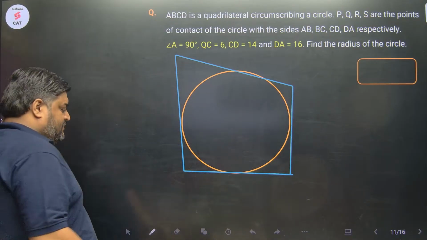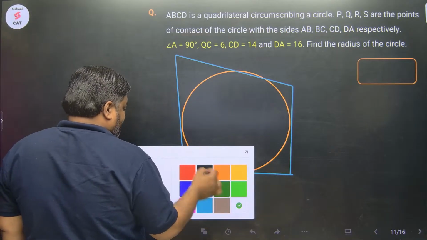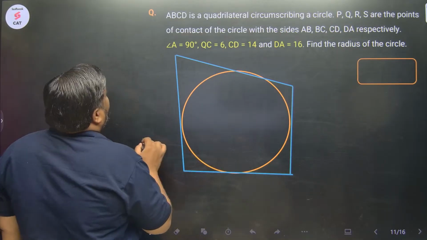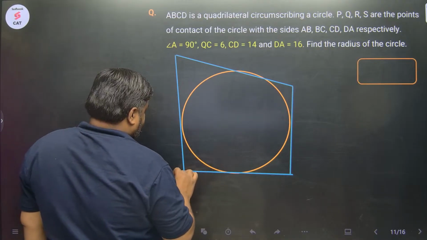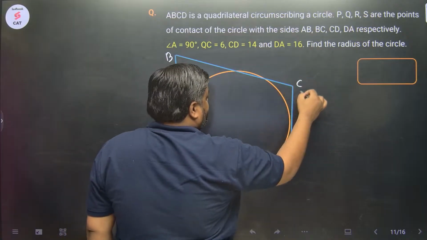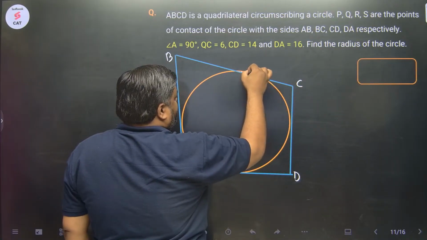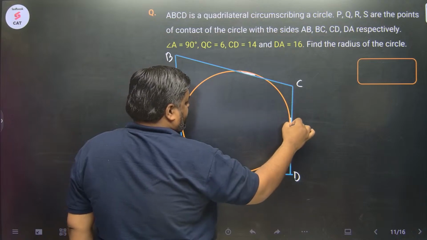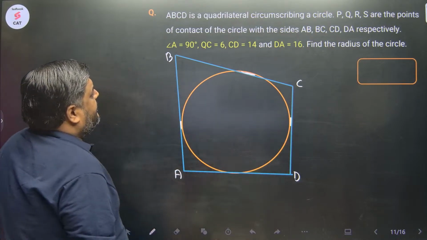Okay, come on guys, look. Now let's say ABCD is a quadrilateral circumscribing a circle. This is A, this is B, this is C, this is D. This is a quadrilateral circumscribing a circle. All of these are touching, everything is touching, okay.